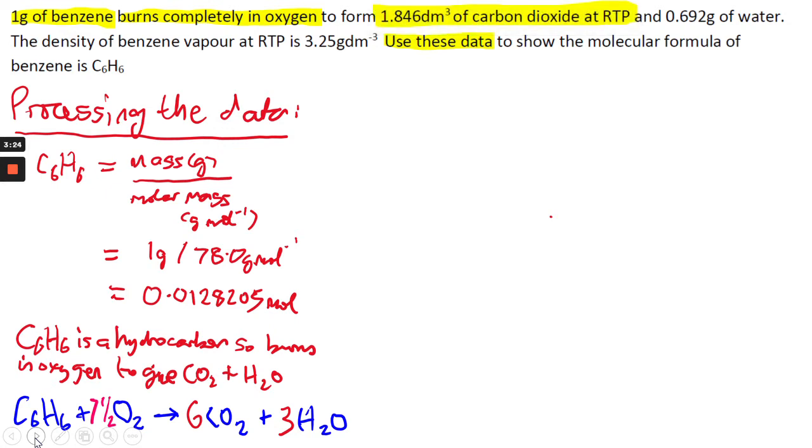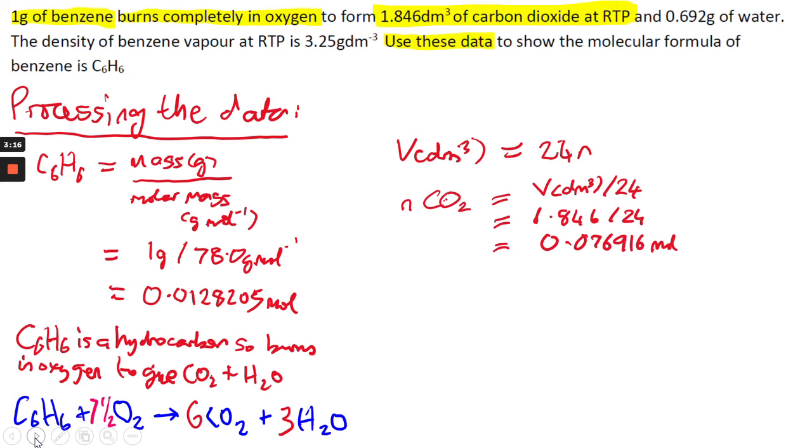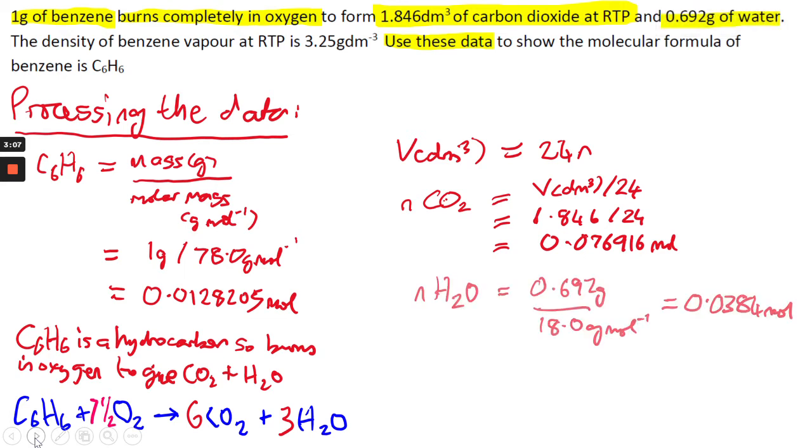So 1.846 decimeters cubed of carbon dioxide at room temperature and pressure means you use V equals 24n. If we rearrange that, we can work out the number of moles of carbon dioxide as 0.076916. If we take the mass of water and do moles as mass over molar mass, we can get 0.0384 moles. Now, it gives us the density of benzene vapor, so we have to use that somehow.